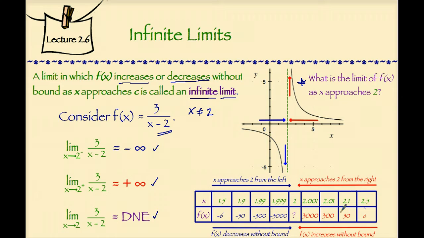This numeric data verifies what we have already seen. As we approach 2 from the left, we see the values getting larger and larger negatively. f of x is decreasing without bound. As we approach 2 from the right, we see that the function values are getting larger and larger positively. We see f of x increasing without bound.